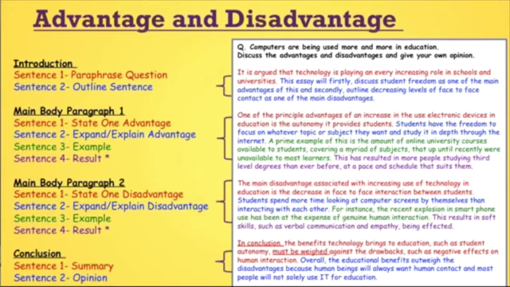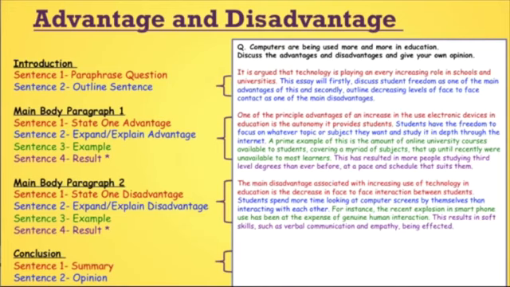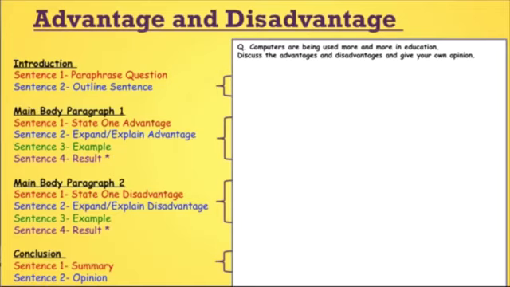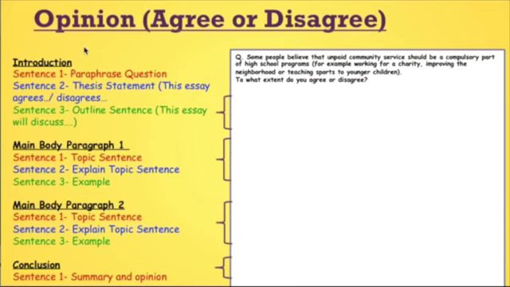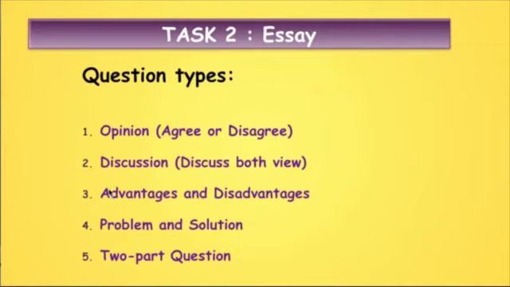So today I discussed the advantage and disadvantage type question and the opinion question types. Now I want you to thoroughly go through the structure of the essay for both opinion and advantage disadvantage. These two are usually the most common types of question for the writing task 2 in a general IELTS test. For the next video, I'll be discussing the other types, that is the discussion type, problem solution, and two-part question.